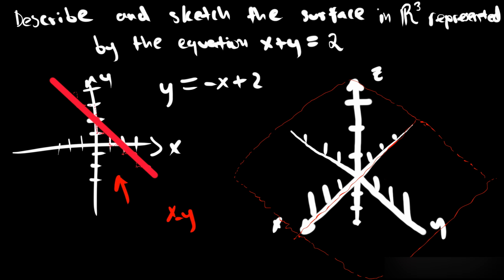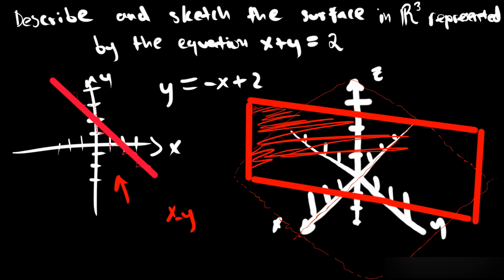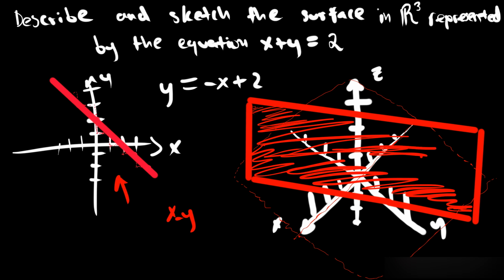If we were to draw this line again, it would look something like this, but it would actually be a plane. Draw the bottom portion of it, something like this. Let me redo that. And then again. So this would actually be the plane x plus y equals 2. And I'm going to shade in the region that makes up this plane. Remember, it's really, really thin, a thin surface.